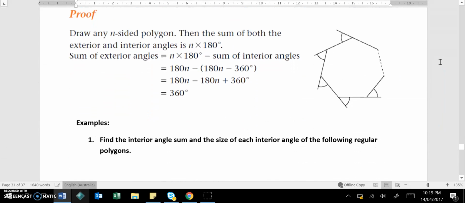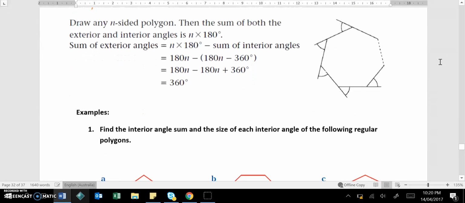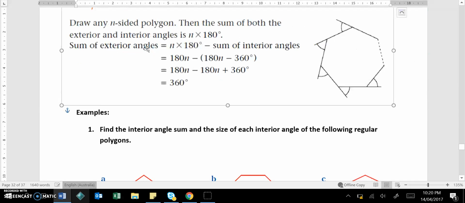The proof is that if you draw any n-sided polygon, then the sum of the exterior and interior angles is the number of sides times 180. And when you work through that algebra, you get 360 degrees. So that's for the fact that the sum of the angles on the outside equals 360. That's another important rule that you need to know, so make sure you know that.